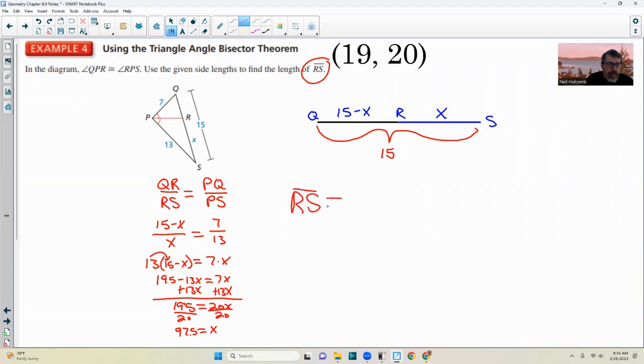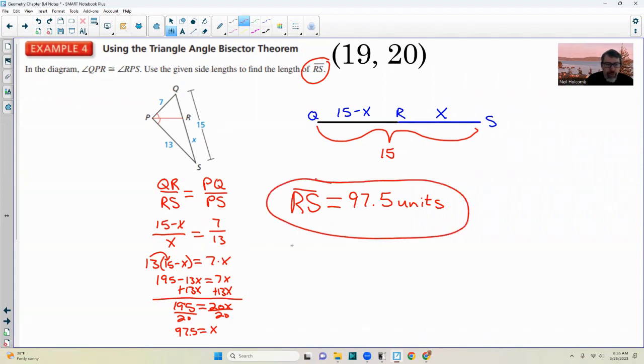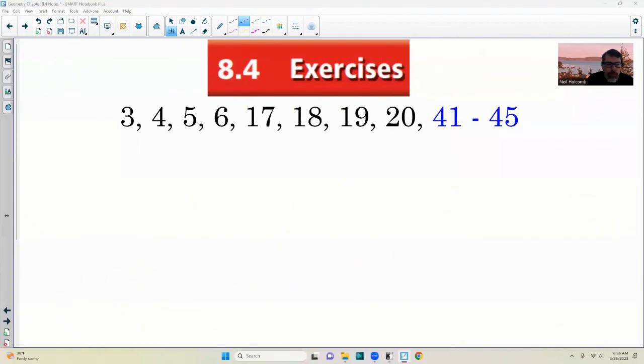Segment RS equals 9.75 units. Okay, it didn't say inches, centimeters. So whenever it doesn't give you a unit of measurement, you always call them units. So RS is 9.75 units long. Okay, so now you should be able to do problem numbers 19 and 20 in your exercises.